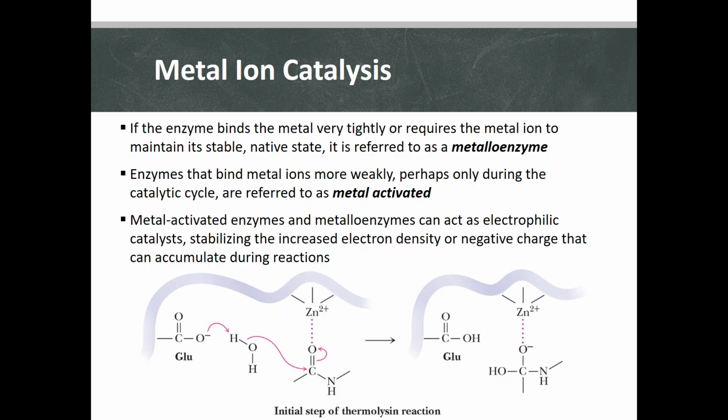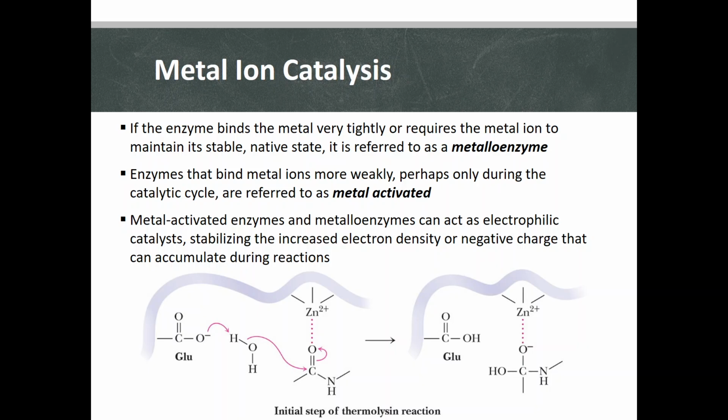In other cases, enzymes bind metals more weakly, perhaps in a way that is similar to a co-substrate, so it more or less binds with the substrate and dissociates with the substrate. That would be something that we would refer to as metal activated. So in this case, the metal binds much more weakly than in the metalloenzyme case.